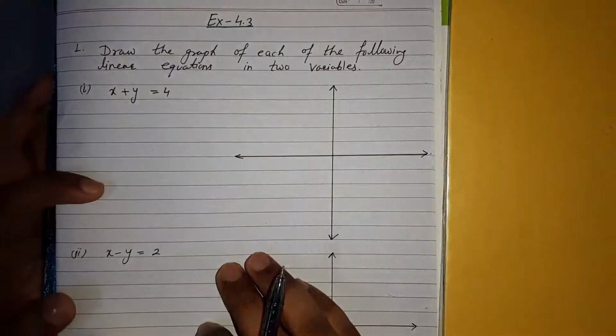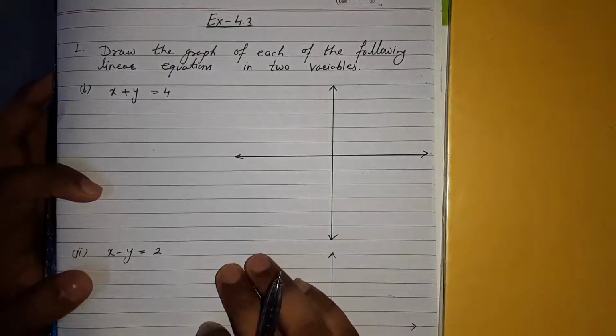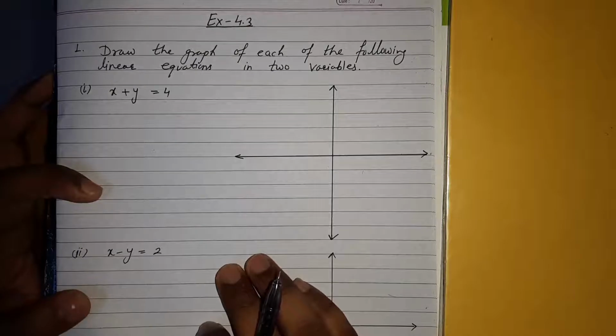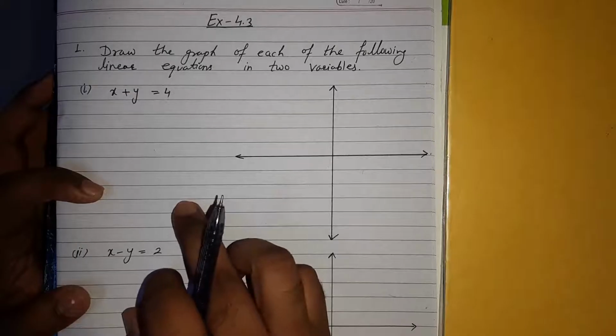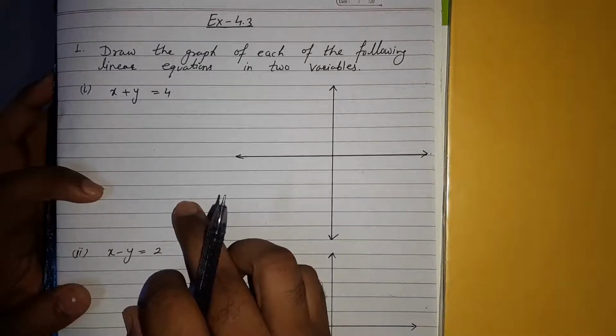Now we will start exercise 4.3. Question number 1. Draw the graph of each of the following linear equations in 2 variables. The first part is given, x plus y is equal to 4. To draw the graph of this equation, we need at least 2 solutions of this equation.